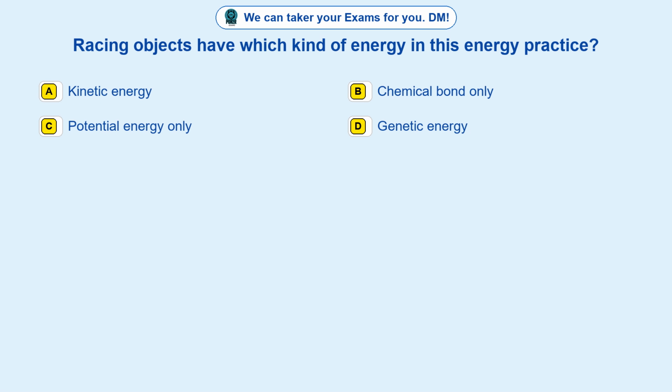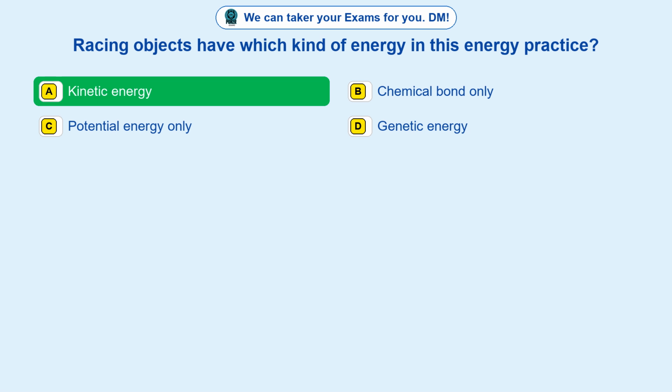Question 60. Racing objects have which kind of energy in this energy practice? Option A, kinetic energy. Option B, chemical bond only. Option C, potential energy only. Option D, genetic energy. The correct answer is option A, kinetic energy.